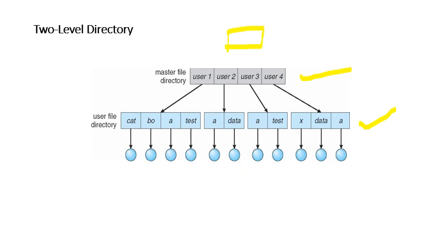Among different users, right? But the solution to the single level directory is to create a separate directory for each user, as we have shown in the diagram. Like in the two level directory structure, each user has their own user file directory. You can call these user file directories UFDs for short.